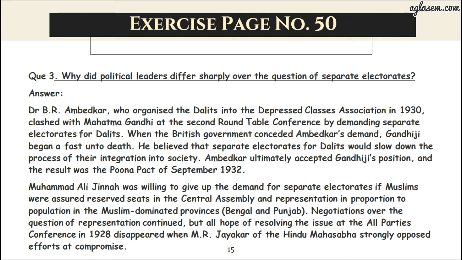Muhammad Ali Jinnah was willing to give up the demand for separate electorates if Muslims were assured reserved seats in the Central Assembly and representation in proportion to population in the Muslim-dominated provinces, Bengal and Punjab. Negotiations over the question of representation continued, but all hope of resolving the issue at the All Parties Conference in 1928 disappeared when M.R. Jayakar of the Hindu Mahasabha strongly opposed efforts at compromise.